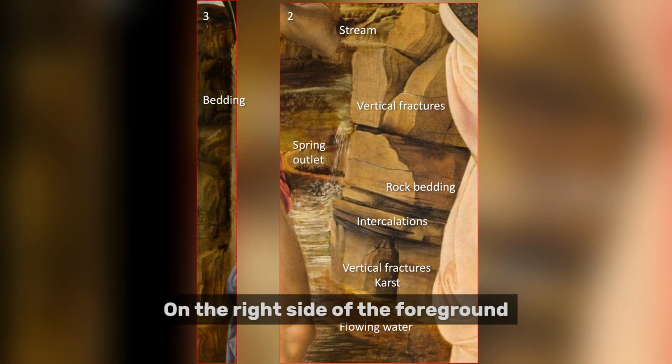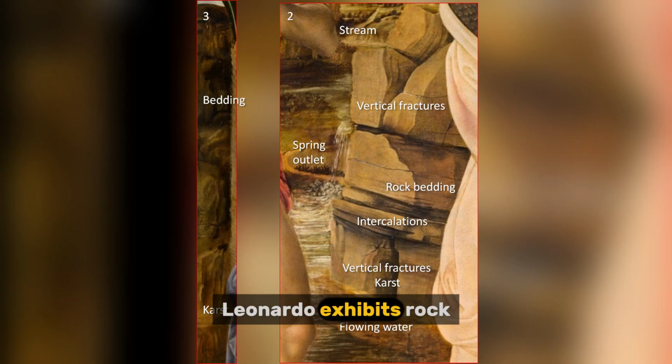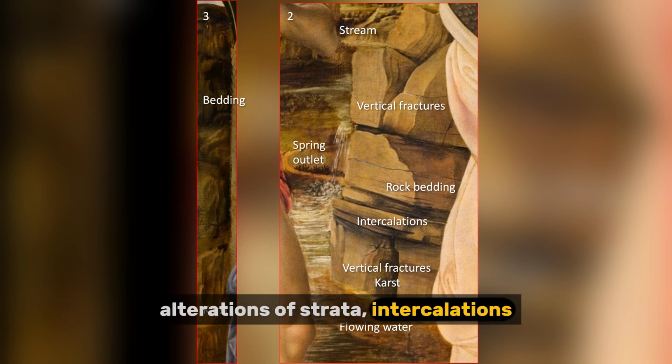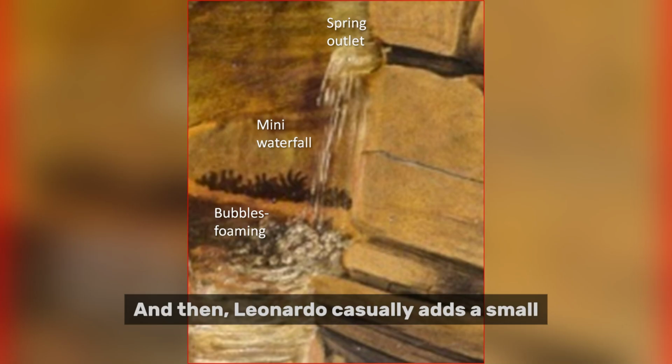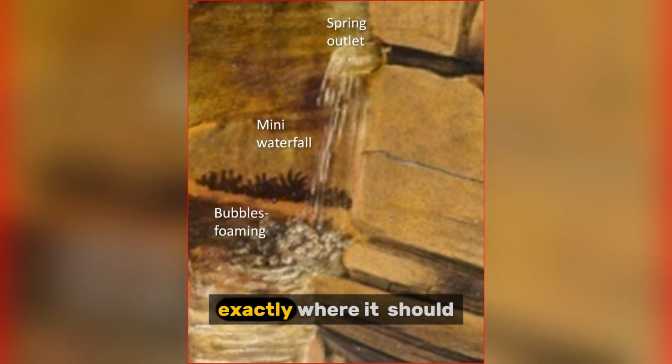On the right side of the foreground, Leonardo exhibits rock formations with explicit detailing. A present-day geologist would hardly reach this level of detail in sketching bedding, fracturing, alterations of strata, intercalations, even stylolite-like lines. And then, Leonardo casually adds a small groundwater spring outlet, exactly where it should be geologically, water coming out from a widened discontinuity of the rock, and adding into the river, creating bubbles and foam.